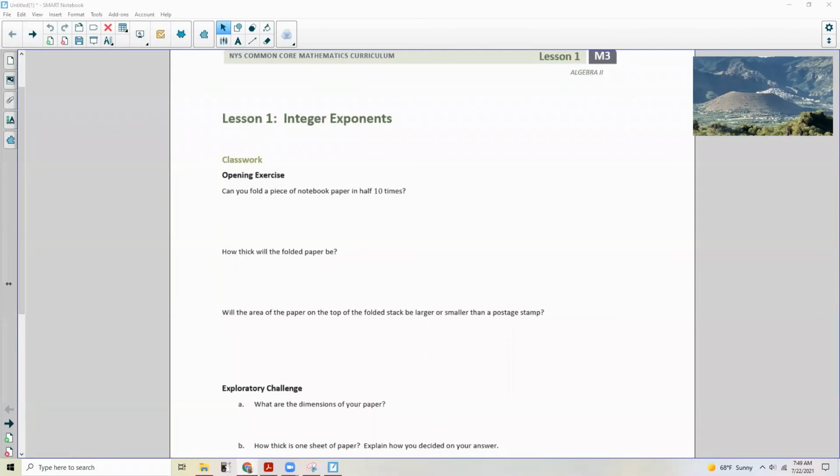Okay, Lesson 1, Integer Exponents. So now we're in Module 3. We're going to start talking about exponents here. We're finished with trigonometry and the identities and all that for now.